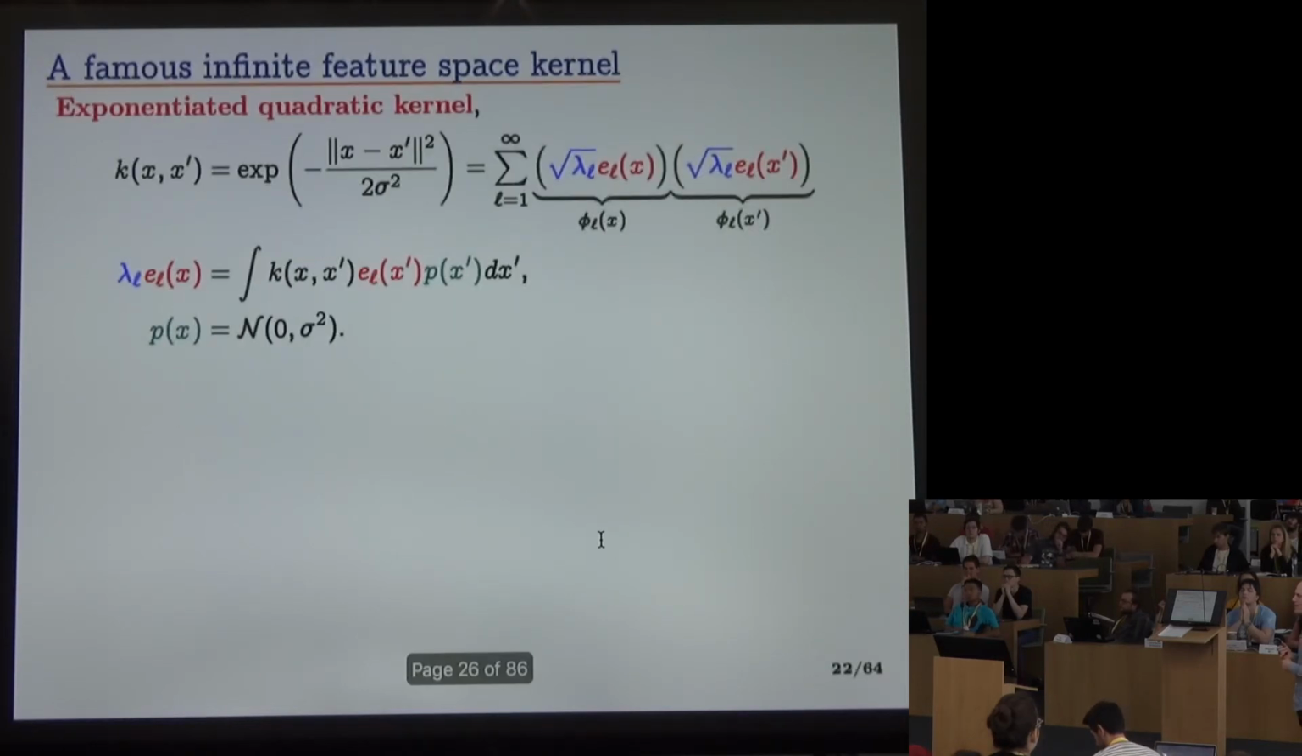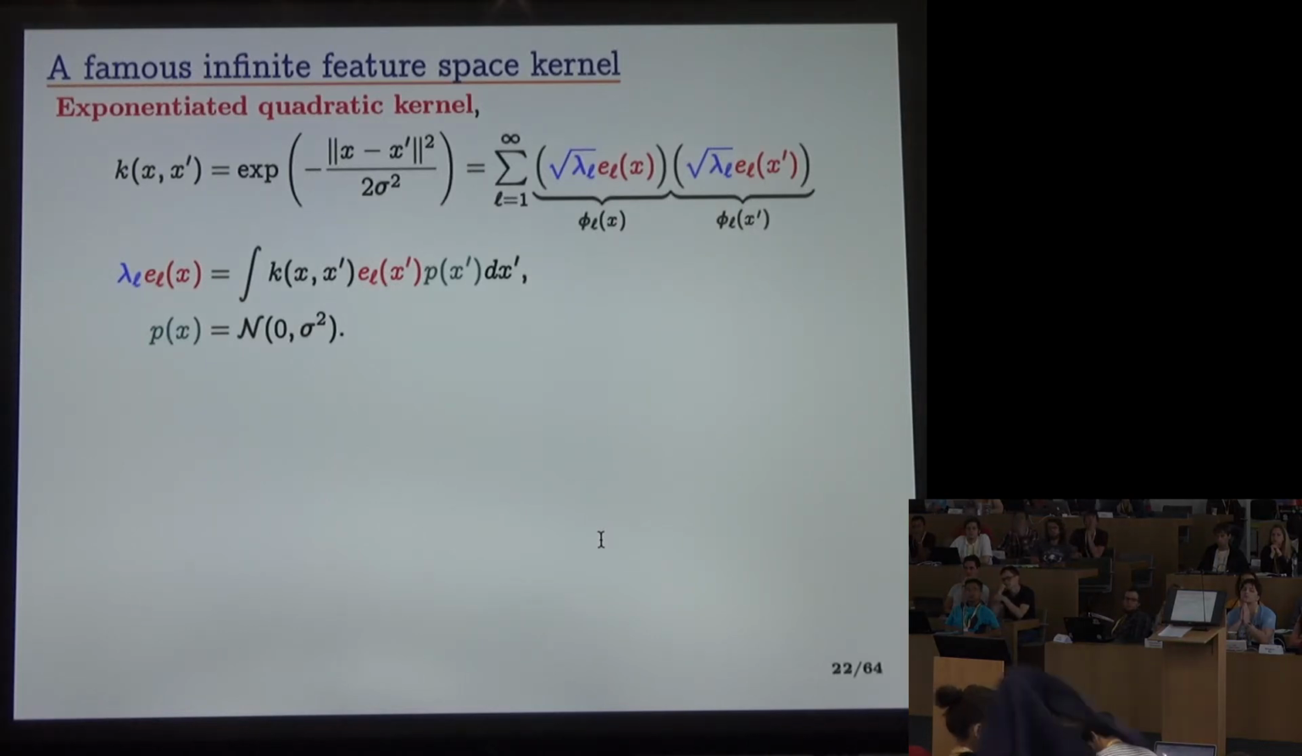Okay. So, what does it look like to construct an infinite feature space kernel? Here I'm going to give you the kernel that, if you download a kernel software package, is probably the option it's going to be implementing. This is the exponentiated quadratic kernel. That's also called the Gaussian kernel. It's just the exponential of the negative norm of the difference of the inputs divided by sigma squared. This is perhaps the most famous example of a kernel whose feature space is infinite.